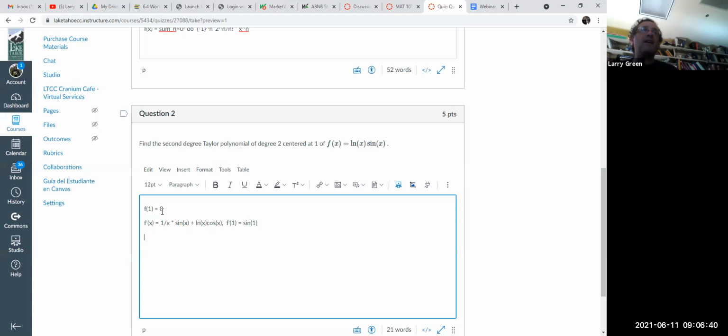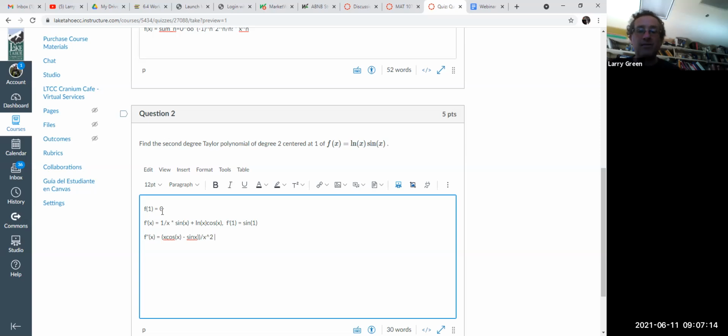Okay, and then we want the second degree, so we need f double prime. So f double prime of x is equal to, and now for the first one, let's use a quotient rule. So that's going to be low, which is x, times the derivative of the sine of x, which is cosine of x, minus high, which is sine of x, times the derivative of x, which is 1, so sine of x, all over x squared.